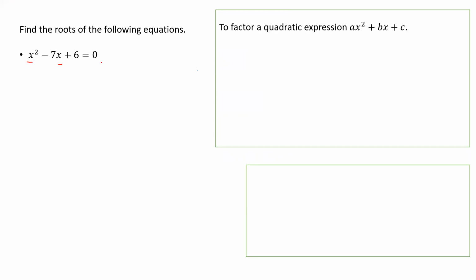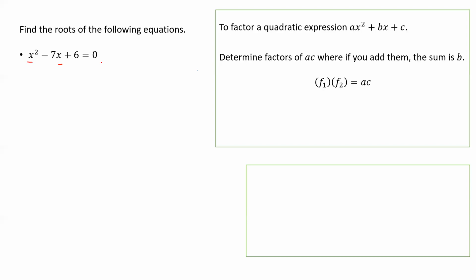So to factor this quadratic expression, we can determine the factors of AC, where if you add them, the sum must be equal to B. So the factors of AC: factor 1 times factor 2 is equal to AC. And when you add them, factor 1 plus factor 2, that is equal to B. So let's determine the factors of 6.